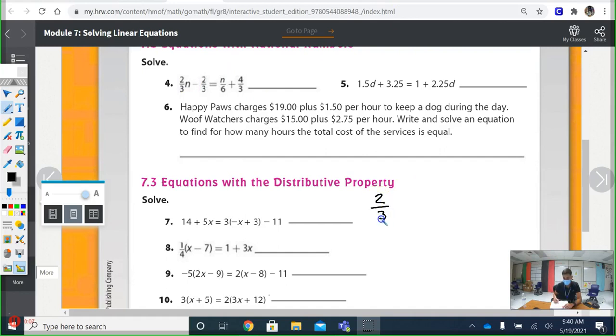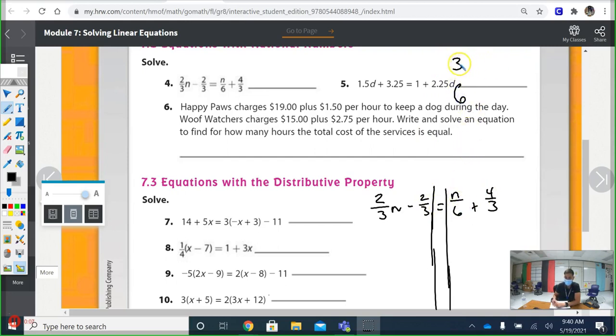Number 4 has fractions, and you need to find your lowest common denominator. Well, the first thing I gotta do is build my walls because we don't like fractions. We want to get rid of them. So I need to find my lowest common denominator. Let me write my denominators. My first denominator is 3. My other denominator is 6.